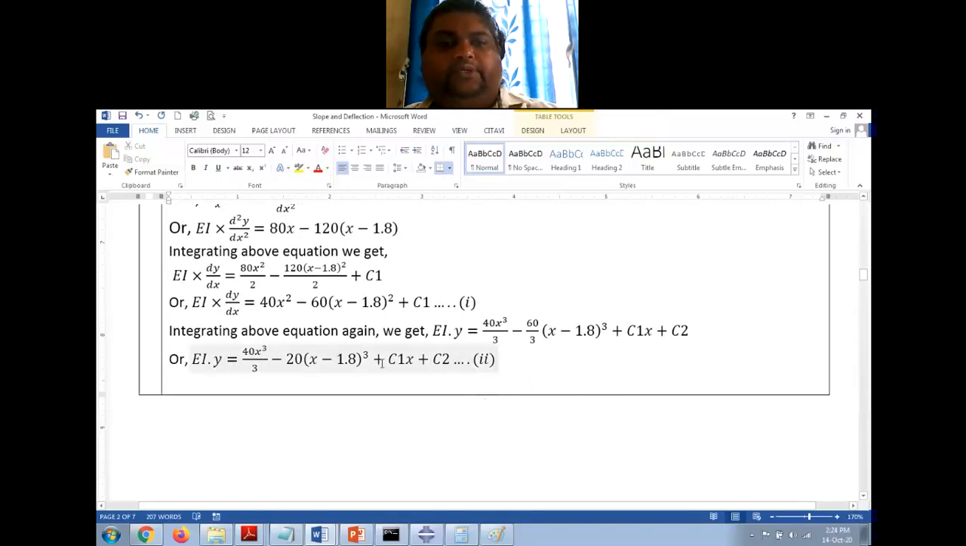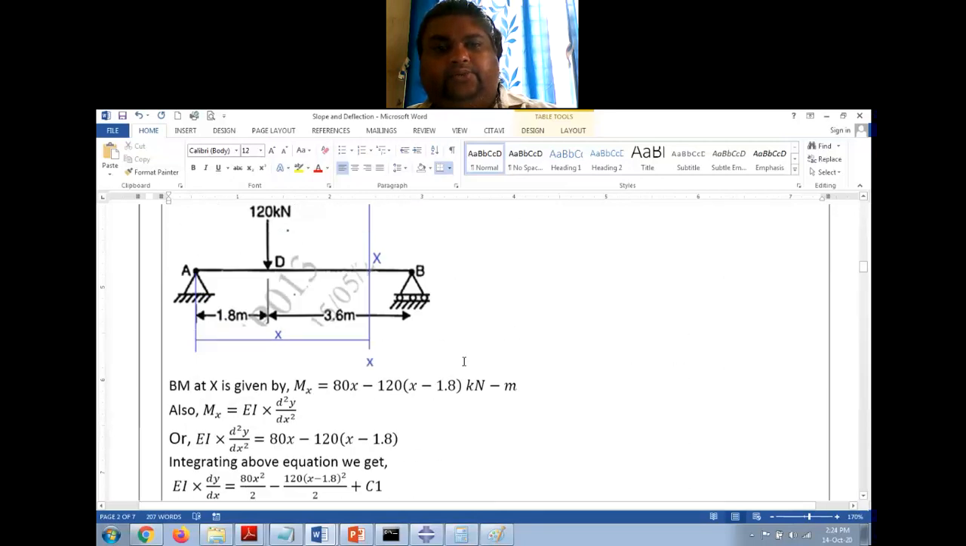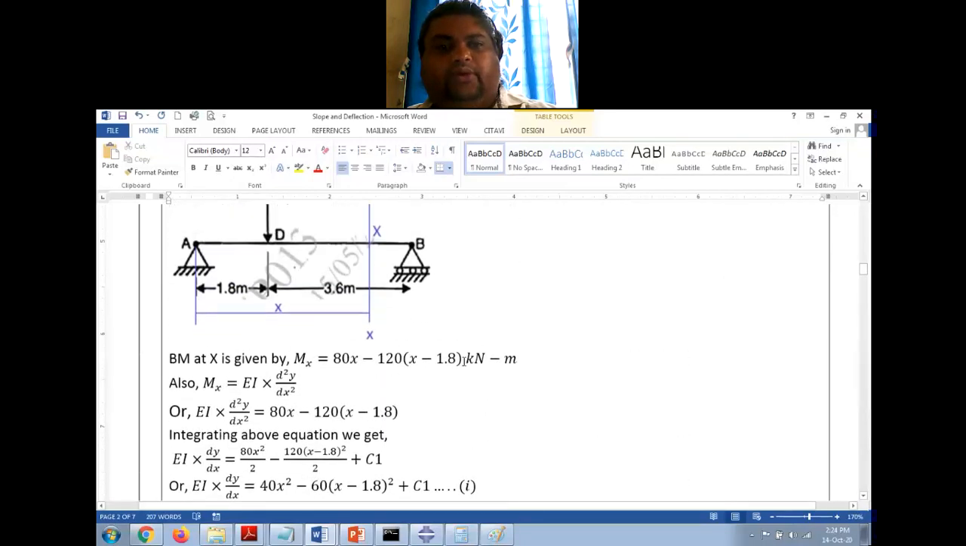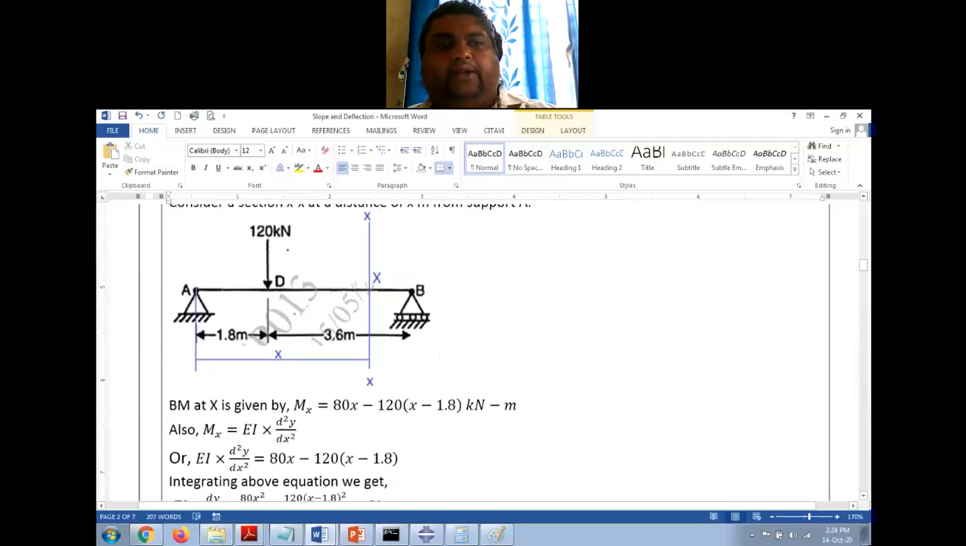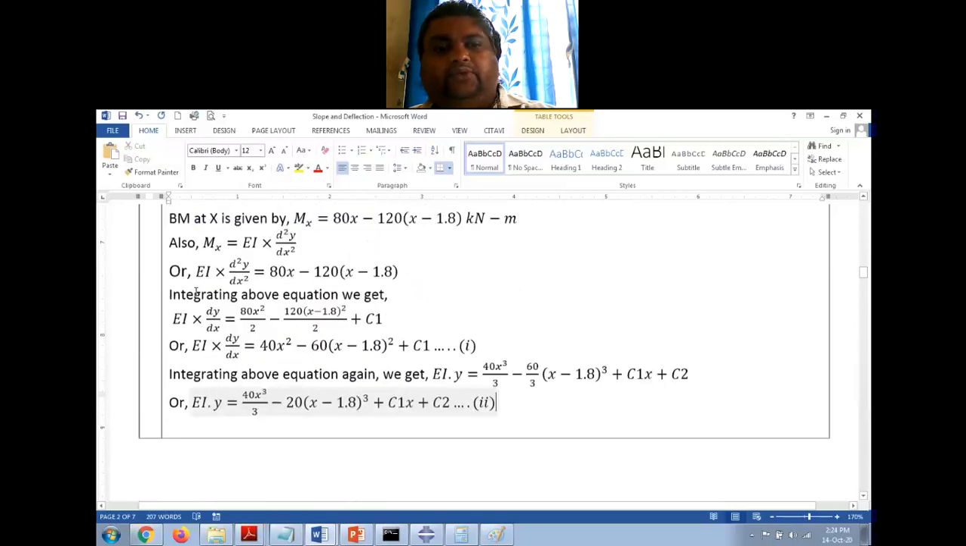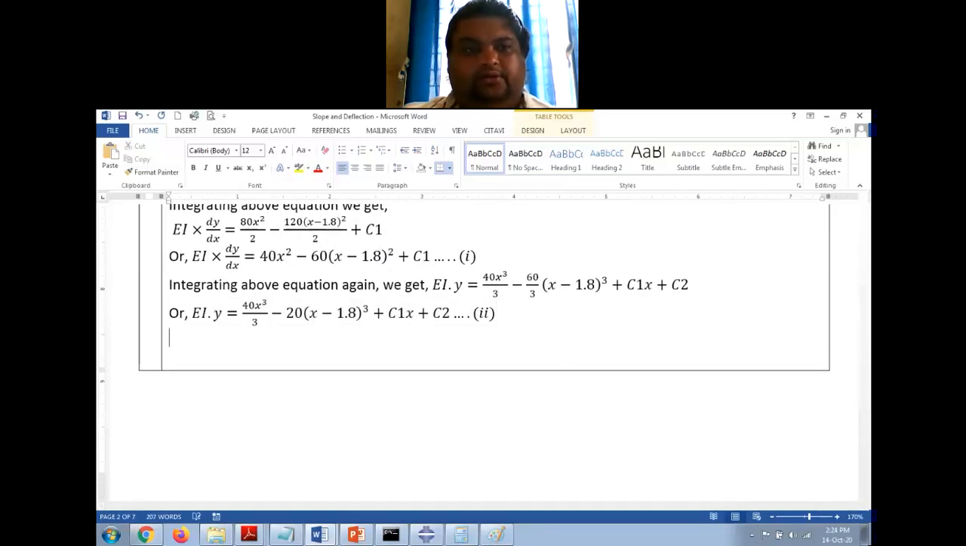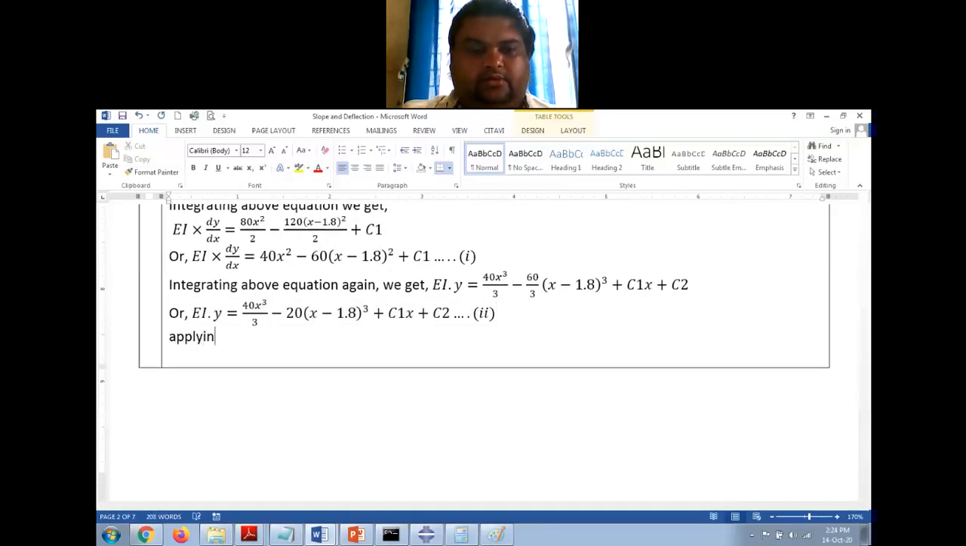on this equation and find C1 and C2. Now what is the boundary condition we are going to apply? At x is equal to 0, y is equal to 0, right? Applying the boundary condition, when x is equal to 0, y is equal to 0 in equation 2, right?